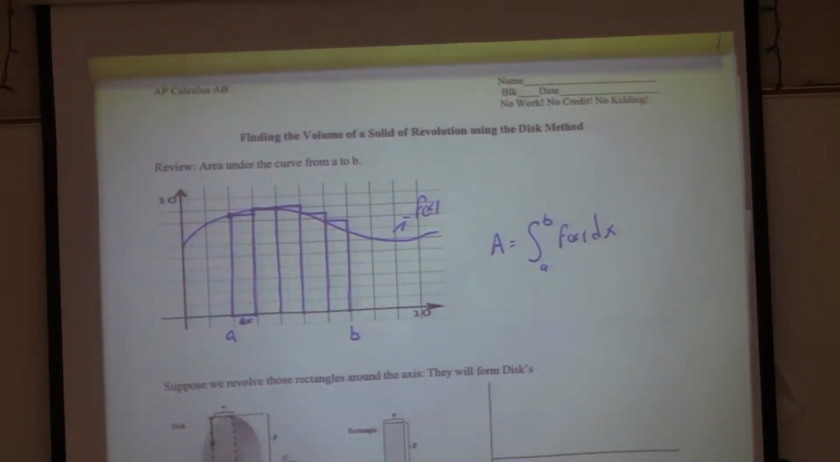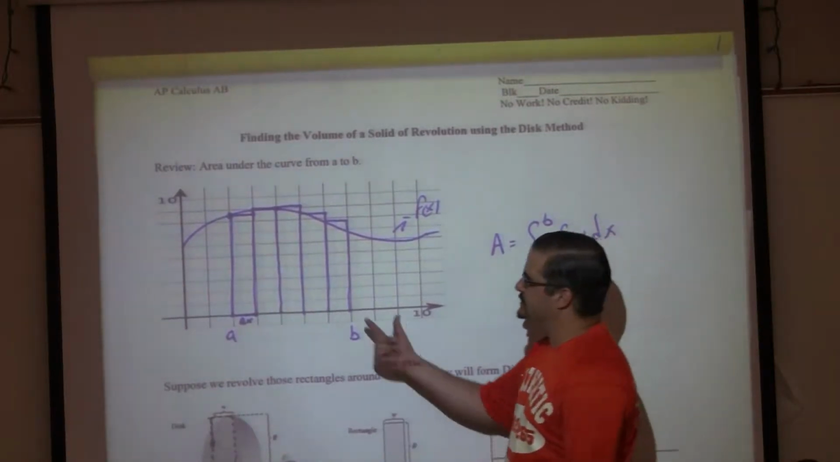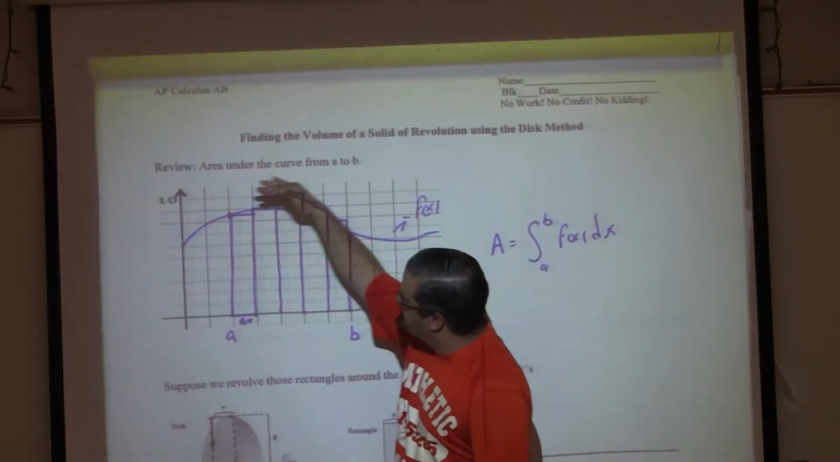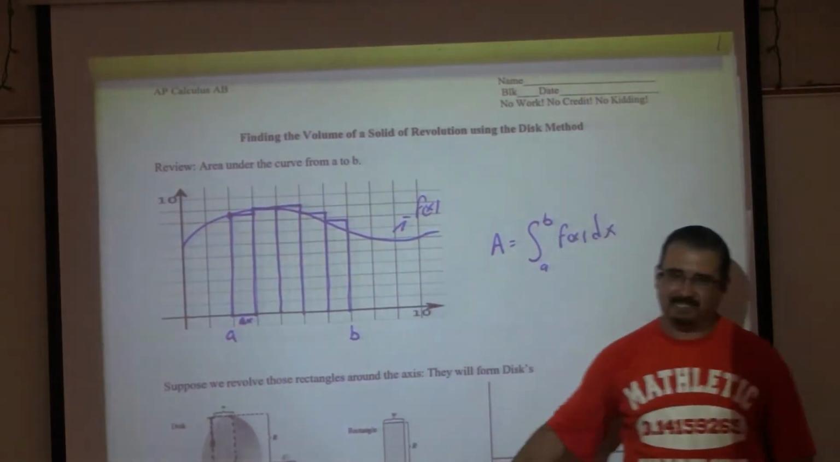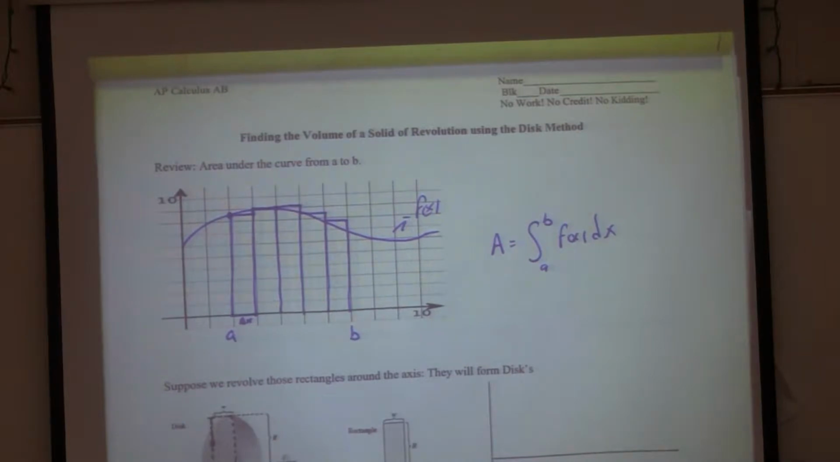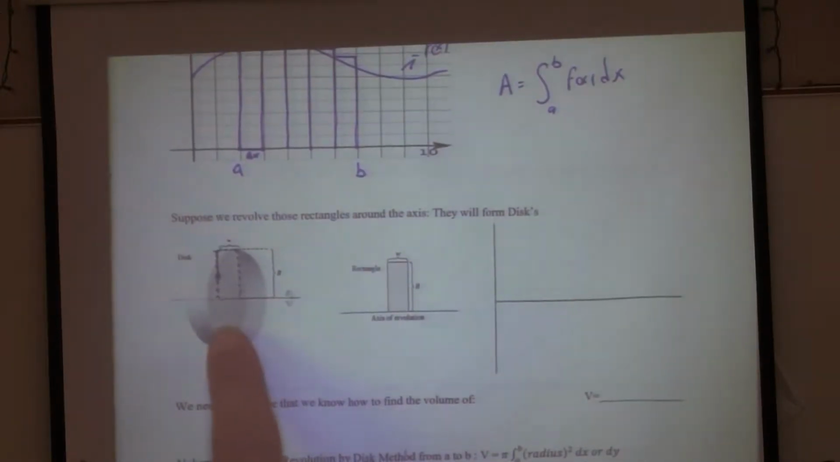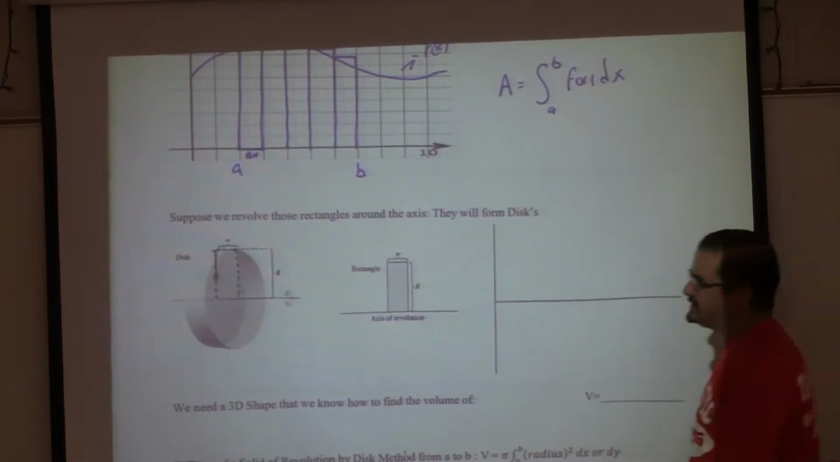Yeah? Alright, so I want you to imagine having those rectangles, okay? And if I were to revolve this curve about the x-axis, it would create a three-dimensional figure. And I want you to imagine those rectangles also revolving around the x-axis. And if they revolved around the x-axis, what shape would they form? They would form a cylinder, right? Which we call here a disk.